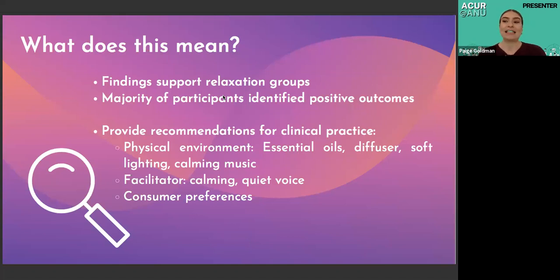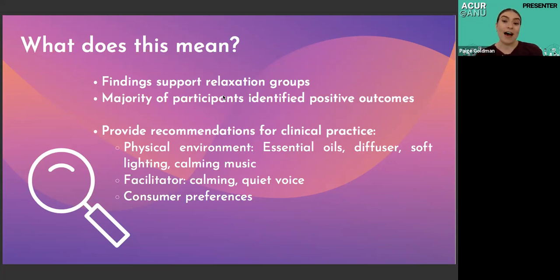In summary, relaxation group indicated a statistically significant change in tension and anxiety, as well as positive outcomes for the enjoyment of patients, so it supports the use of this within the inpatient rehabilitation setting. The findings also provide recommendations for clinical practice and for future relaxation group implementations in rehab settings. Firstly, this includes consideration of the physical environment, ensuring soft lighting and a quiet space, and engaging with appropriate stimuli like visual, auditory and olfactory stimulus.